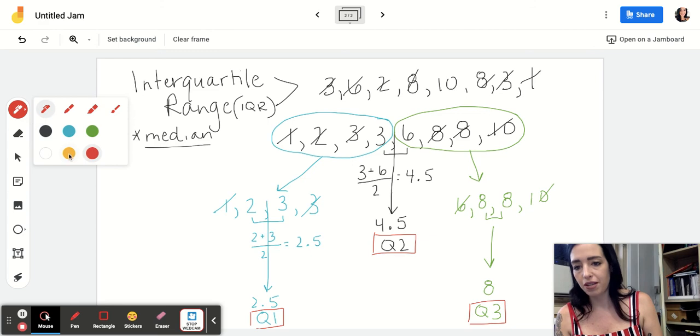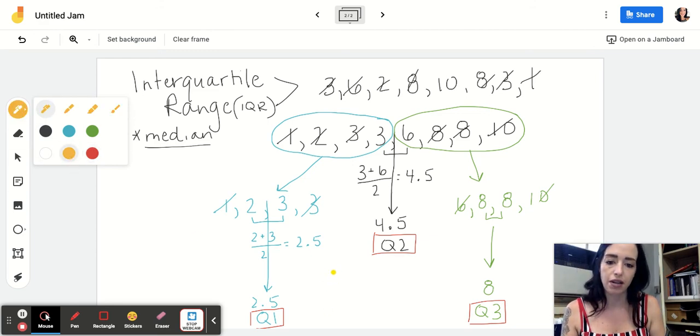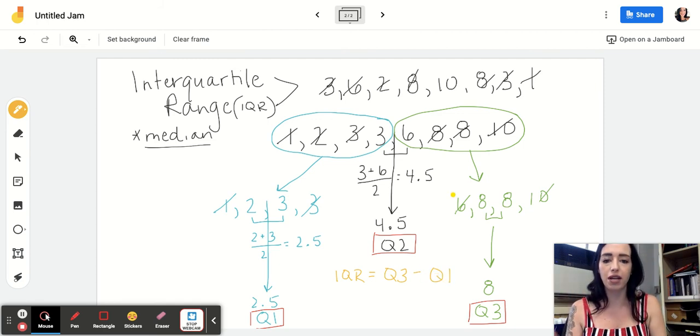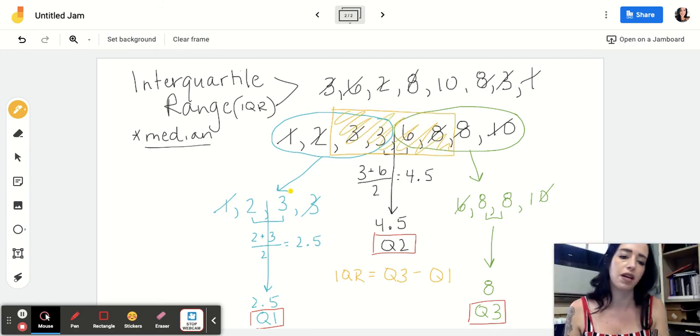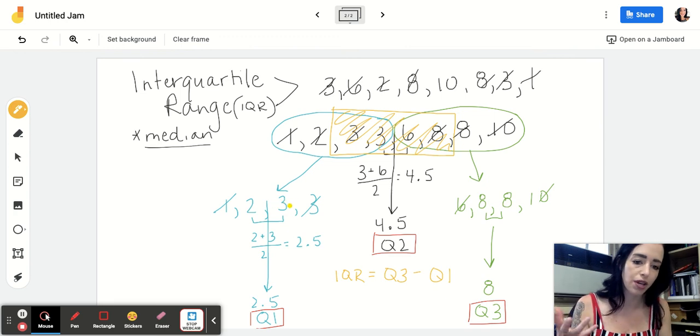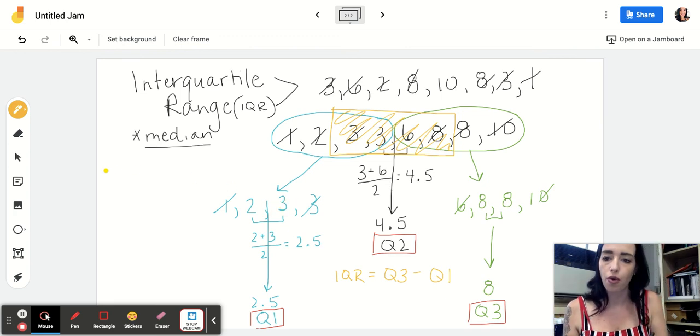And we're almost done. So once we've done all this, we have all this data, the interquartile range is actually just Q3 minus Q1. And what that is going to do is it's going to tell us where 50% of the data lies. And that's what the interquartile range tells us, okay? Where does 50% of the middle data lie?